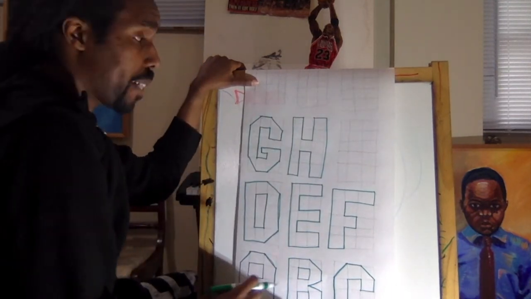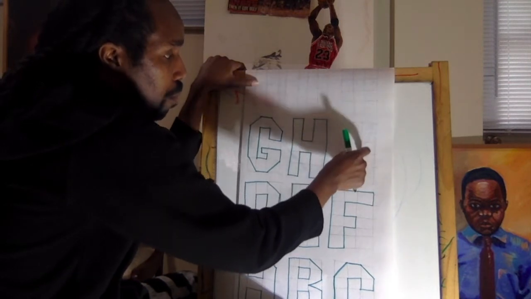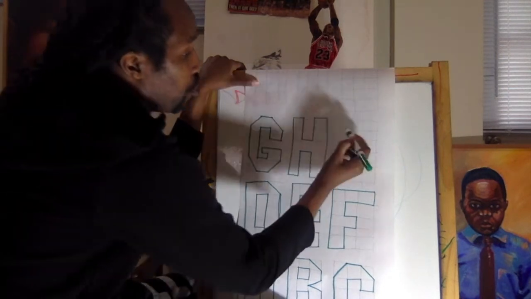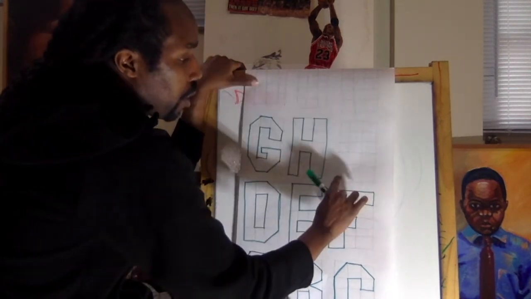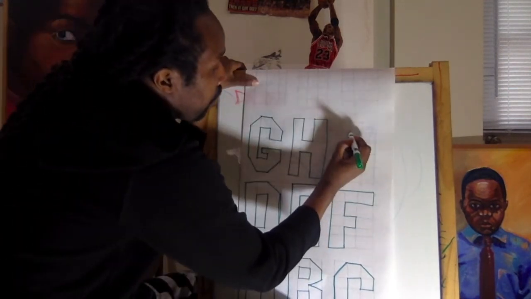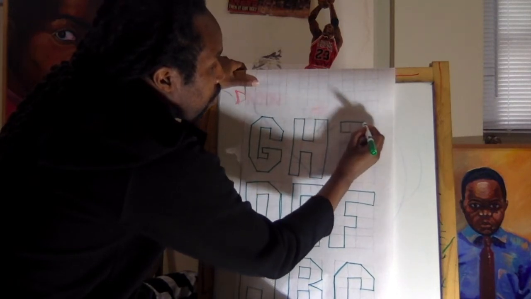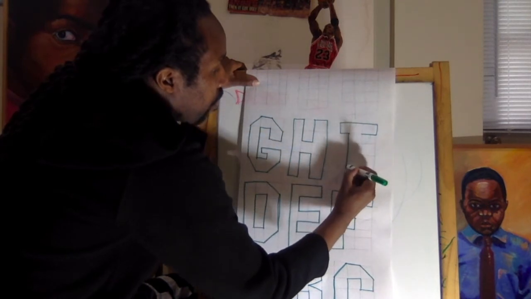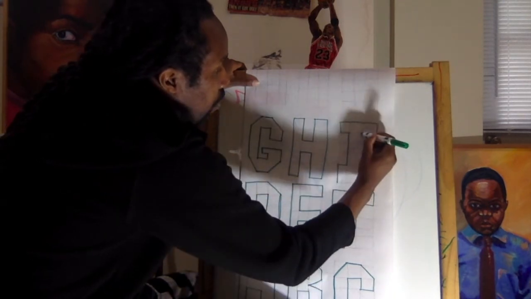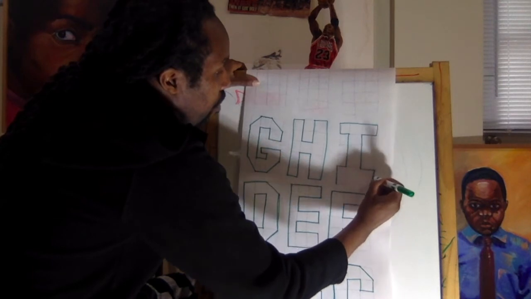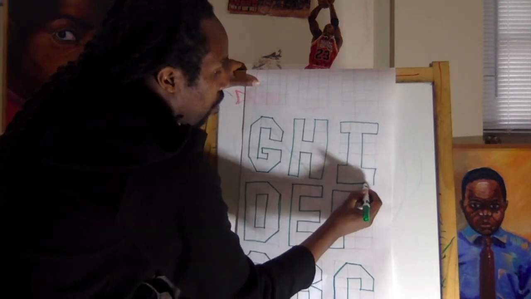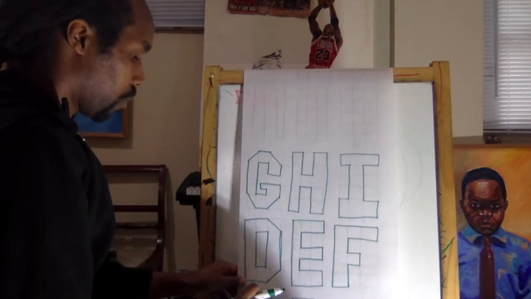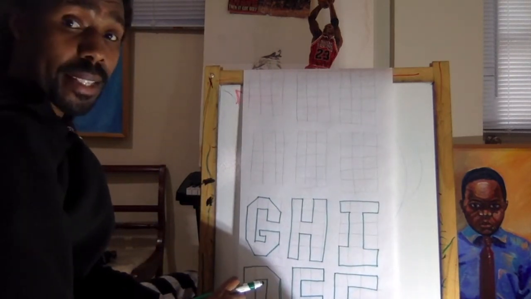Now for the letter I, you can just basically use this middle column to make your letter I. Or what I like to do is I like to add the little top part and then the bottom part of the I. Now you got the letter I. So now we're going to go to the letter J.